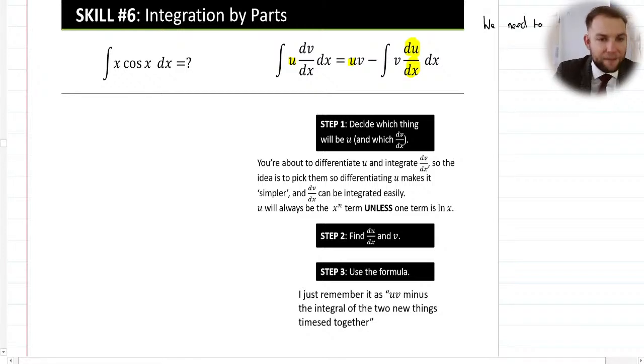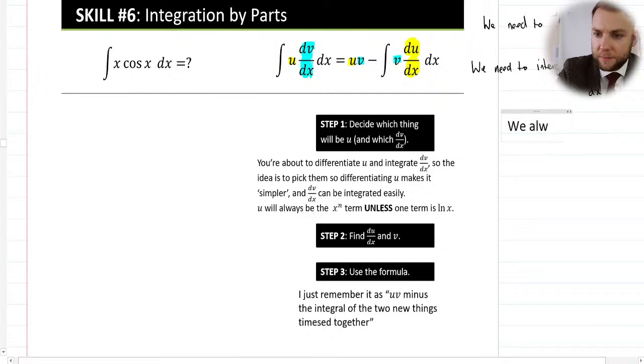If I look at v, now to get from dv by dx to v, what we need to do with that is we need to integrate. So we actually need to integrate dv by dx.